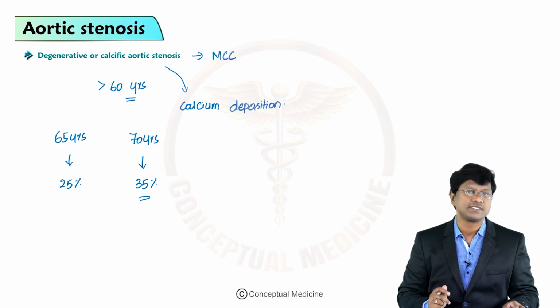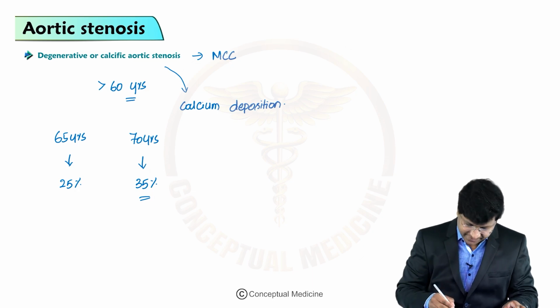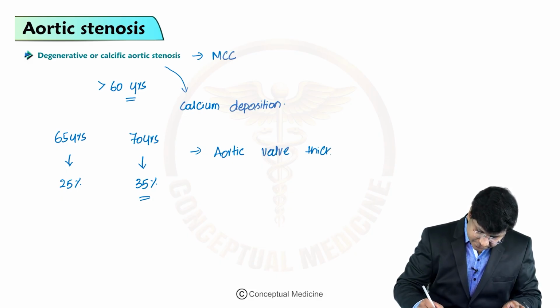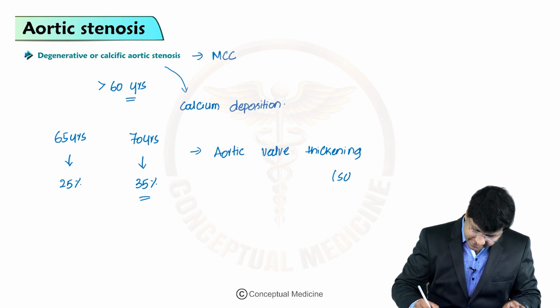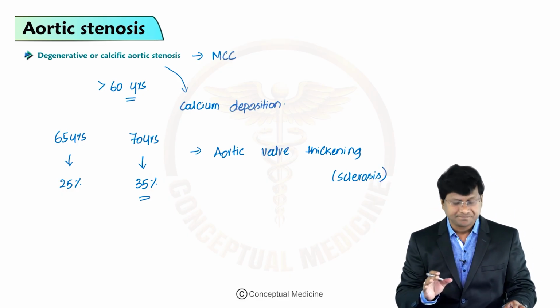Okay, and what is this called? The sclerosis of the aortic valve. So here what happens is, there will be aortic valve thickening, and this aortic valve thickening we call sclerosis of the aortic valve, right?